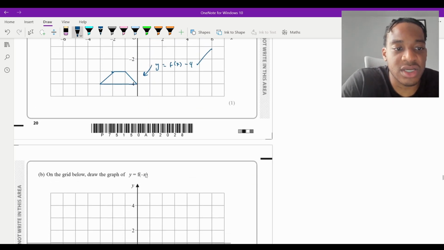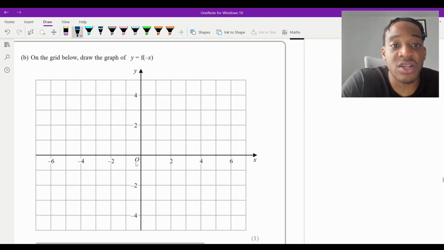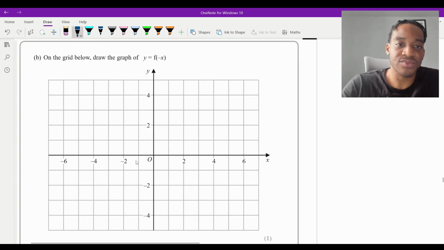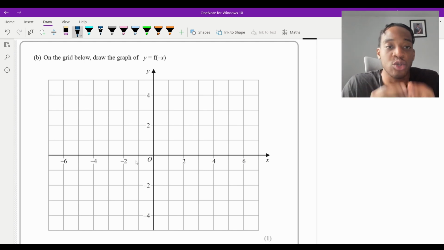Part B says we need to sketch the graph of y equals f of minus x. Now again, this is another graph transformation. If you want to sketch f of minus x, then all you're doing is you're just going to reflect your graph in the y-axis, right? So essentially, you're just multiplying all of your x coordinates by minus 1, right? The minus is happening inside, so it affects the x coordinate.